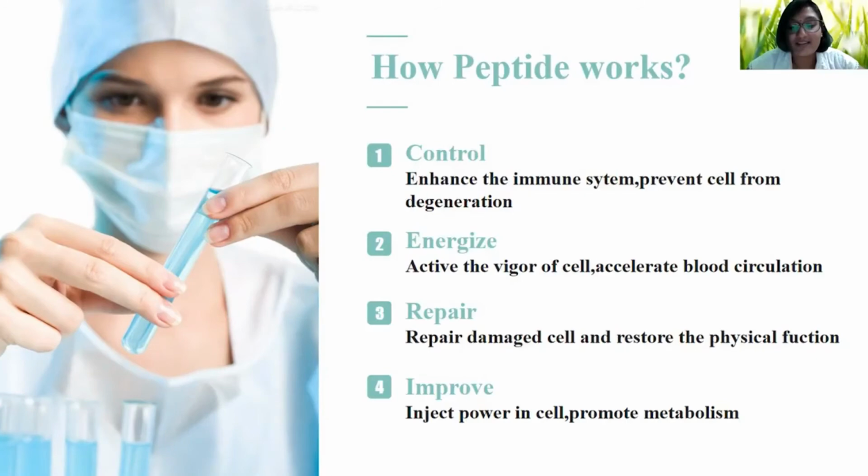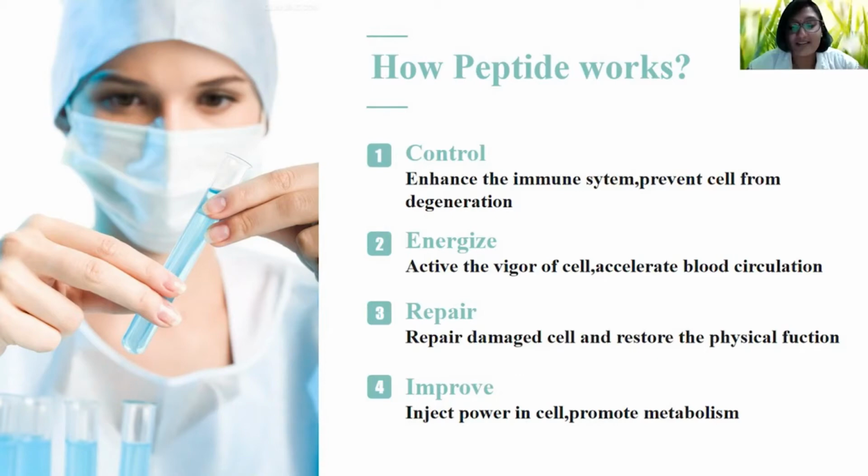Let us look at how peptide works in our body. It controls the immune system and prevents cells from degeneration. It enhances the immune system. It helps to prevent cells from getting into degeneration or loss of cellular activity. It also energizes and activates the cells by accelerating and enhancing our blood circulation, giving nutrition throughout our blood circulation. It does not only energize, but also repairs.